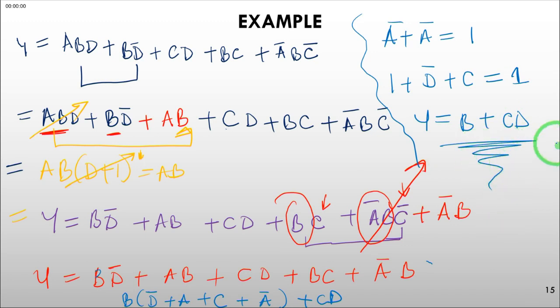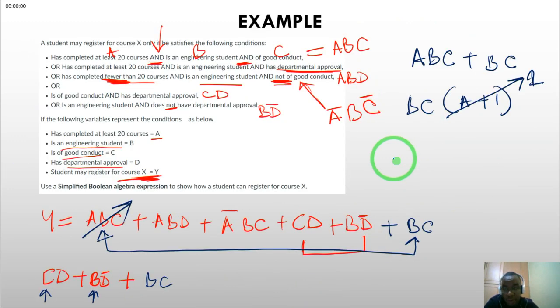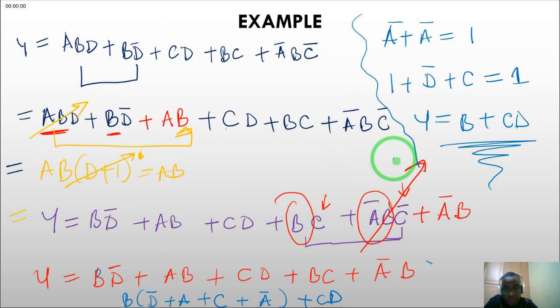So that means that our expression for Y becomes B dotted with 1, or CD, and that becomes our final solution. So we have used the consensus theorem or the redundancy theorem to solve the problem that we had involving a student who may register for course X, etc. So that is the solution. Hope it's clear.